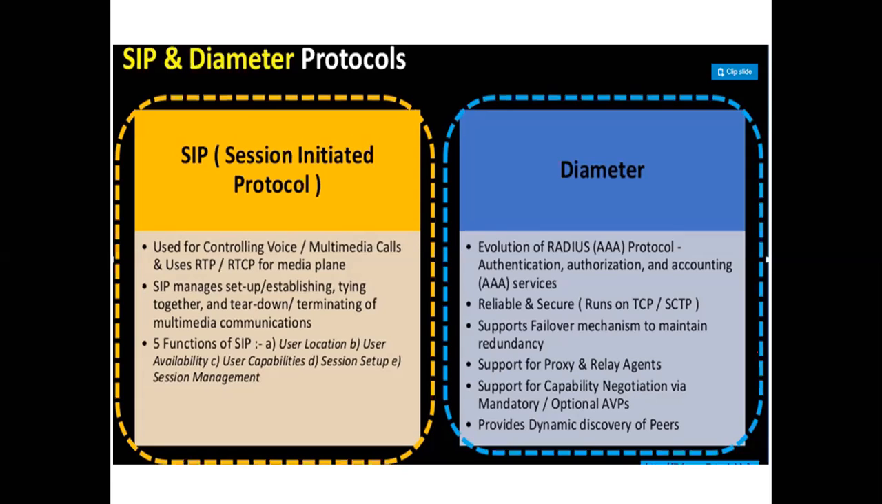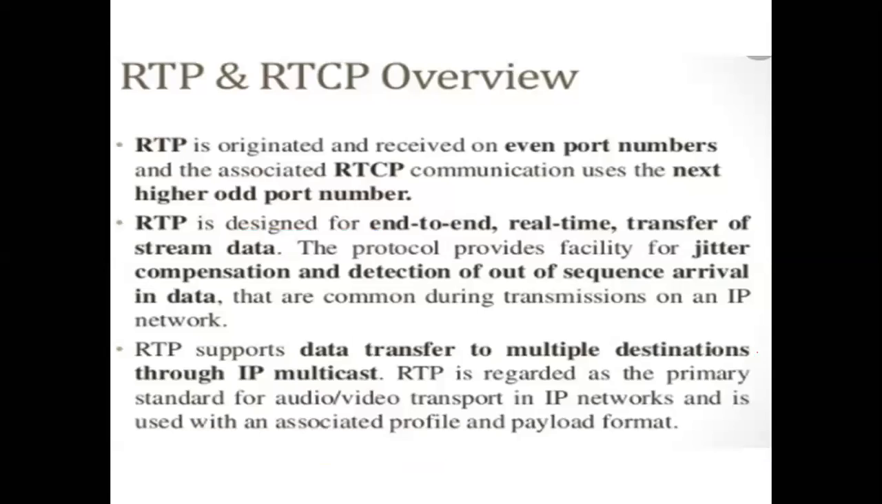That's why it supports a failover mechanism to maintain redundancy, supports proxy and relay agents, supports capability negotiation via mandatory and optional AVPs, and provides dynamic discovery of peers. For that, in our LTE core network, diameter is used with the 3S server: authentication, accounting and authorization. Now RTP and RTCP.